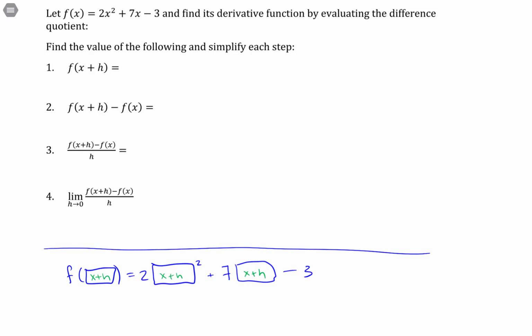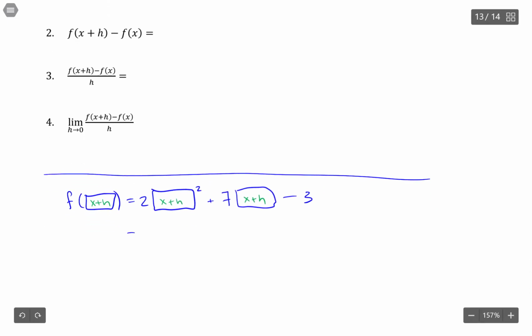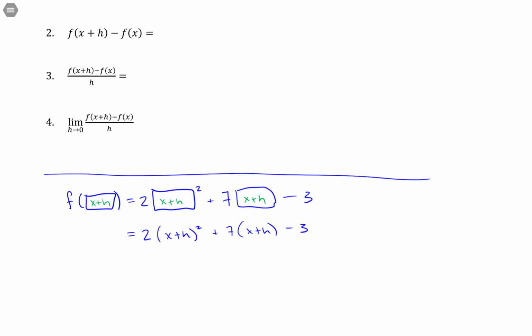Now, in addition, you want to make sure you put parentheses around each step. So 2 times in parentheses x plus h squared plus 7 times the quantity x plus h minus 3. And that's just to make sure that both items are multiplied by 7 in the second part, the whole binomial is squared in the first, and so forth.